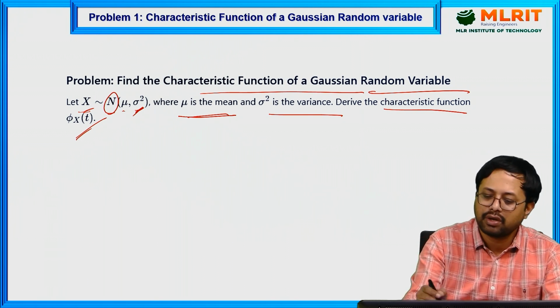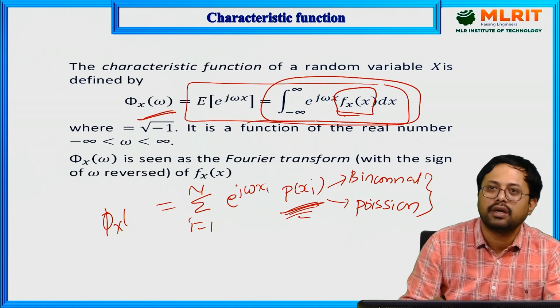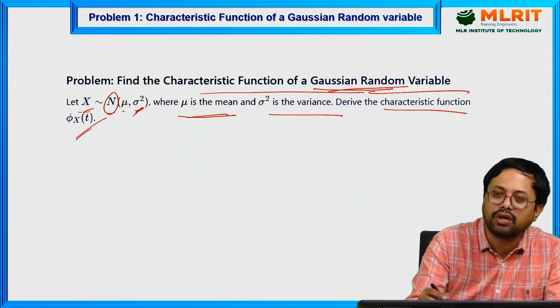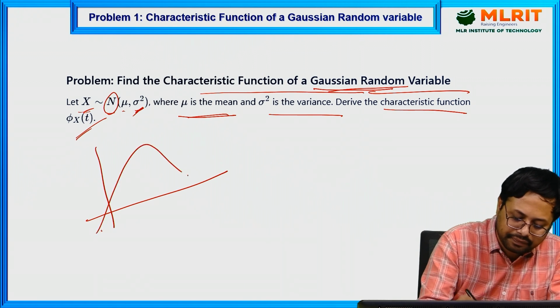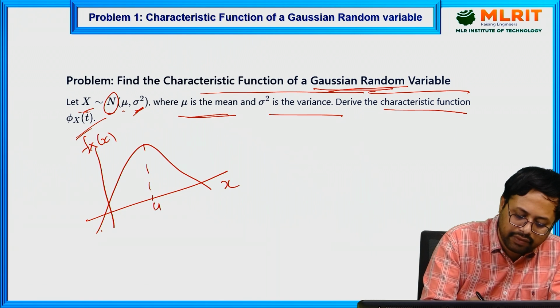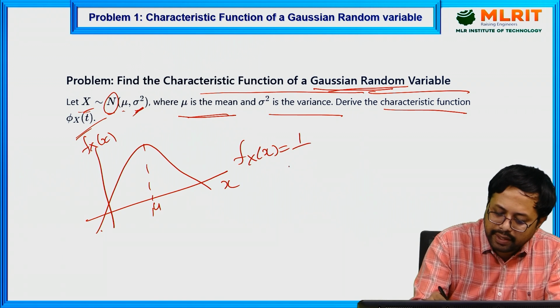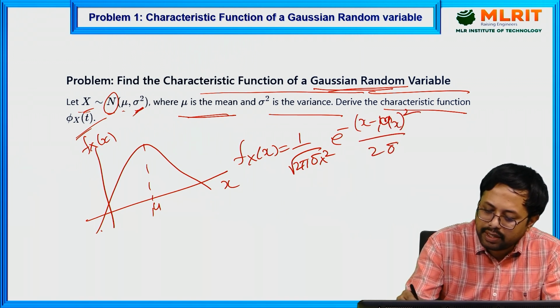How do we solve for the Gaussian random variable? Using this relation, we have to solve it. First, you need the density function of the Gaussian random variable. It is denoted like this, f x of x, and we consider it symmetrical with respect to the mean. Then f x of x is equal to 1 by square root of 2 pi sigma x square, exponential to the power of minus (x minus mu x) whole square by 2 sigma x square.